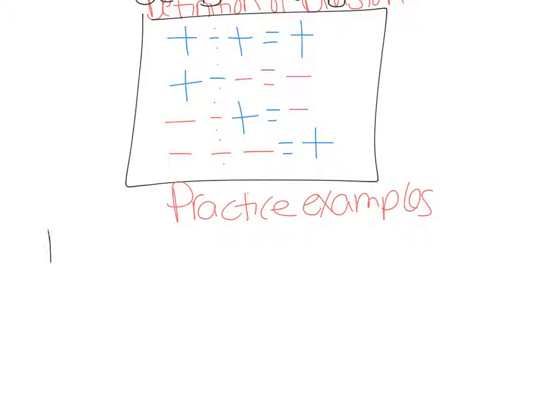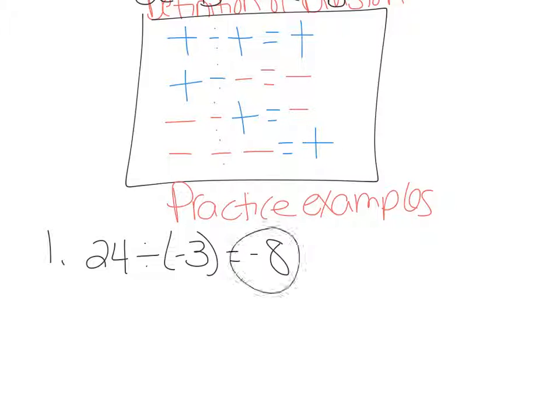Okay, first one. Keep it simple. If I have 24 divided by a negative 3, there's really nothing special about this, right? If we are really confident in our multiplication facts, 24 divided by 3 we know is 8. And the only thing I would have to figure out after that is the sign. I notice I have a positive divided by a negative, and a positive divided by a negative should give me a negative answer. So my answer should be a negative 8.